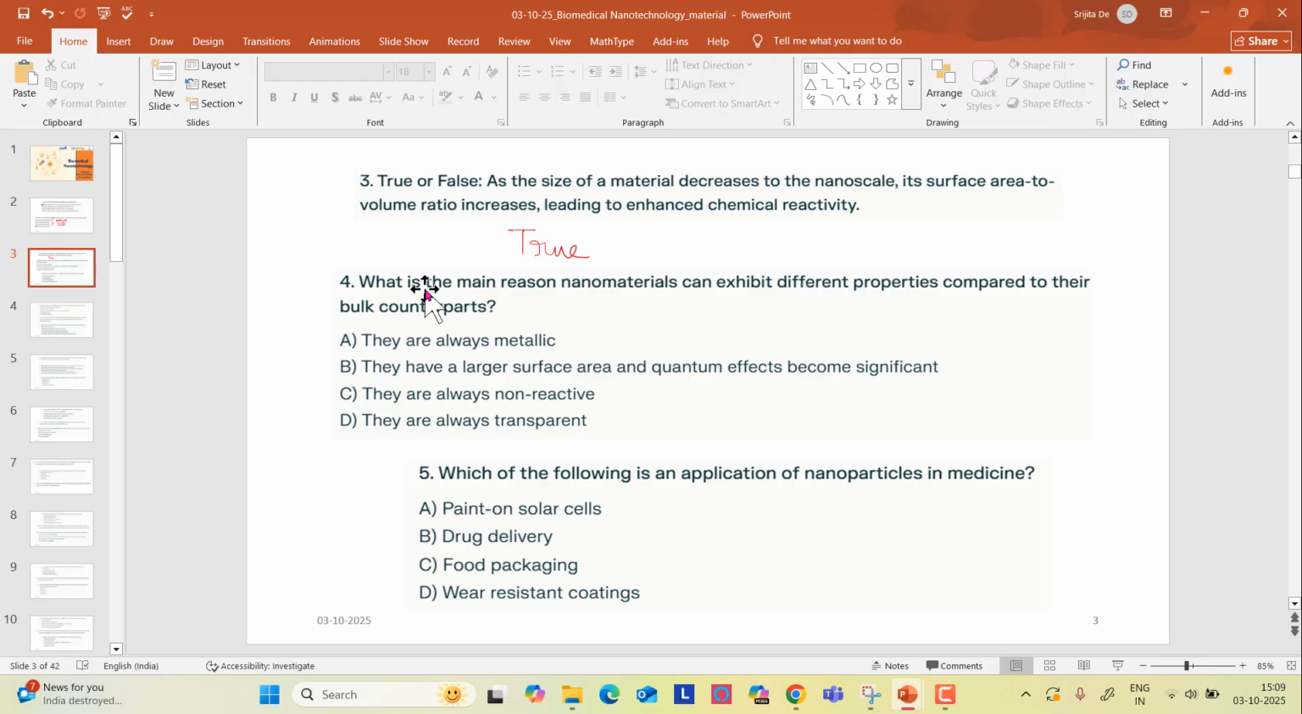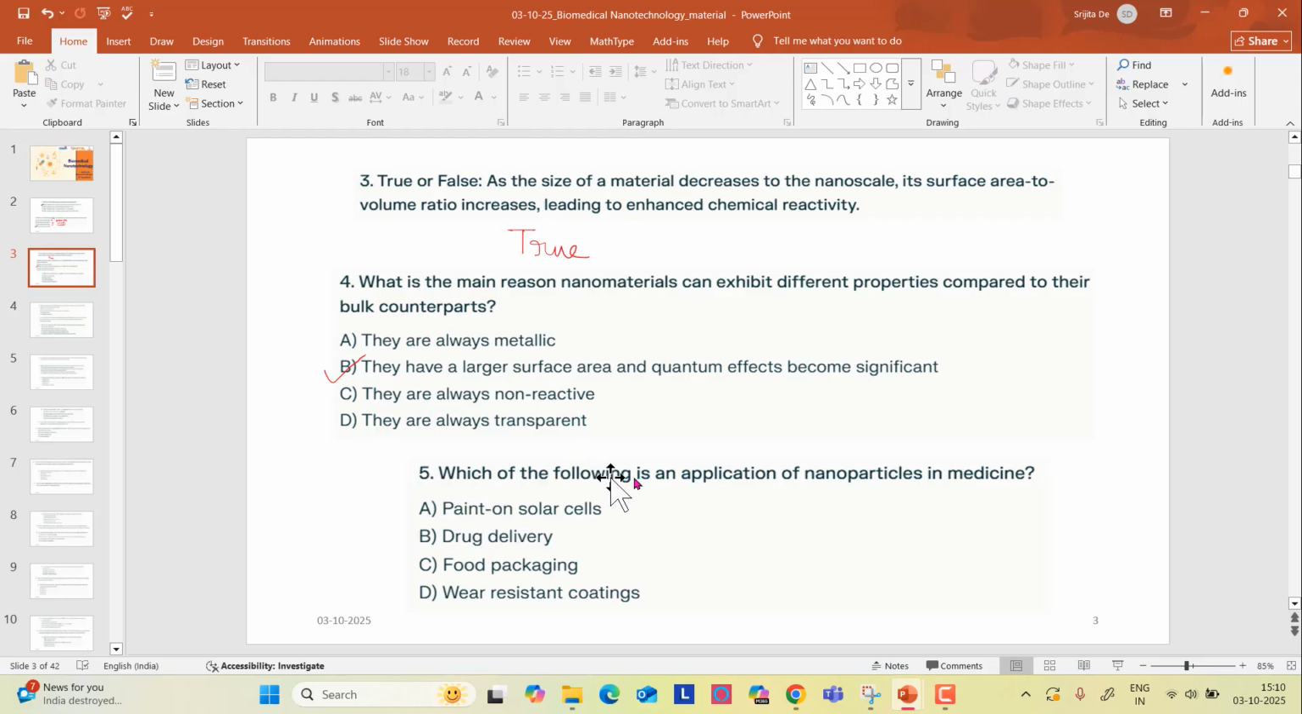Question number 4. What is the main reason nanomaterials can exhibit different properties compared to their bulk counterparts? So it is also coming to the same reason, that they have a large surface to volume ratio or large surface area, and quantum effects become significant, right? So this is option B.